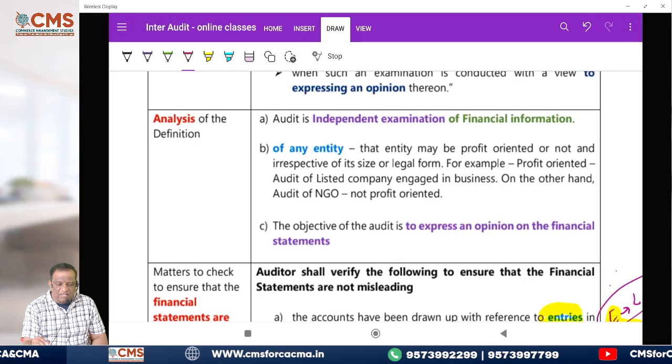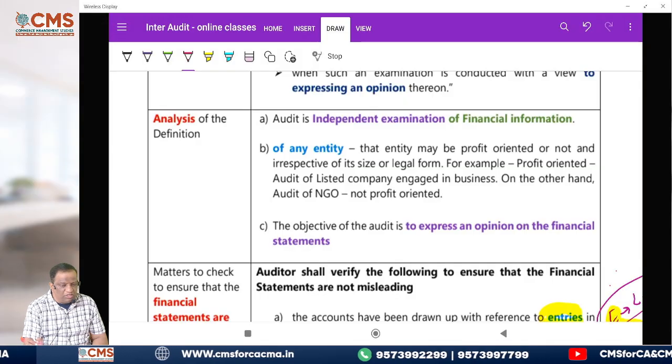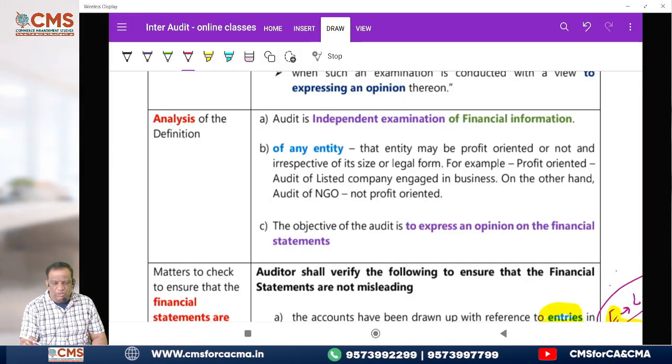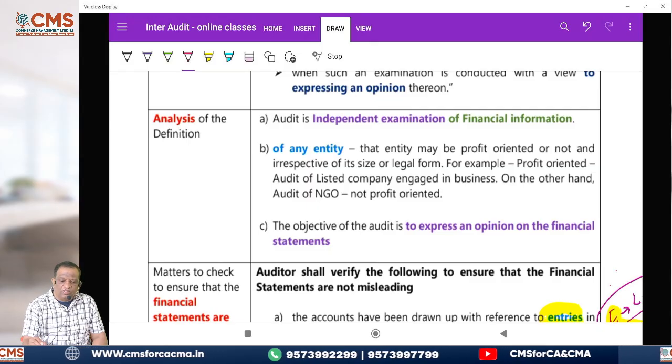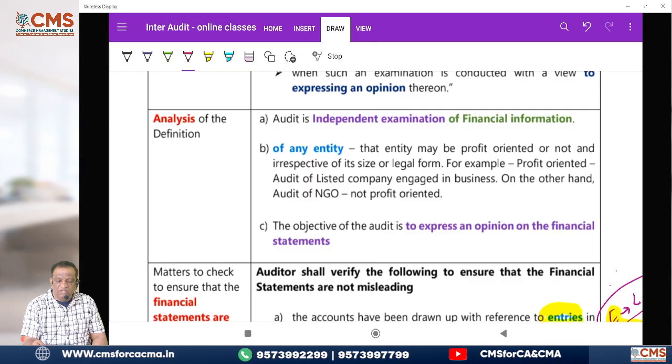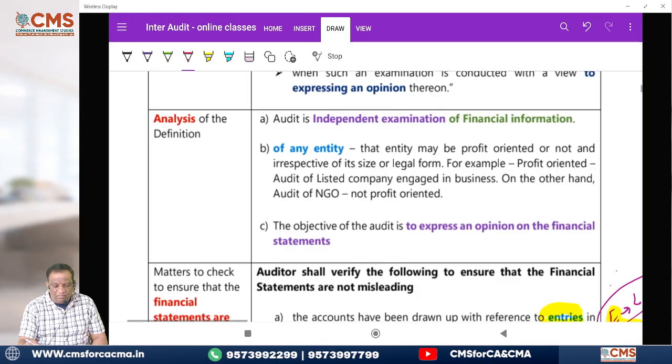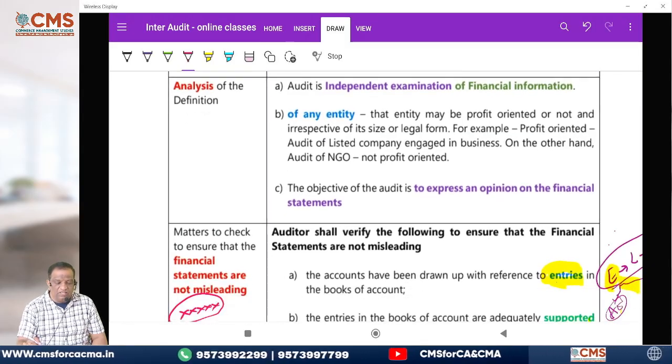And what are they examining? They're examining financial information of an entity, any entity, irrespective of its size, legal form and all that. And why is this auditor reviewing this financial information? To express opinion on the financial statements. That is why he's doing it.